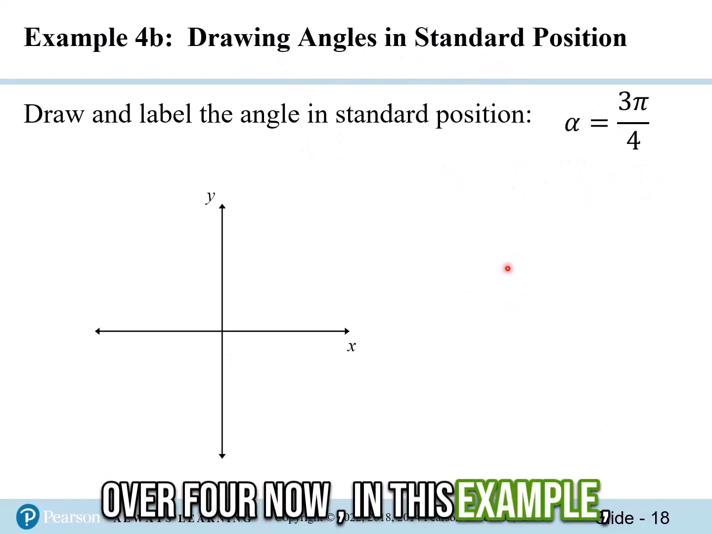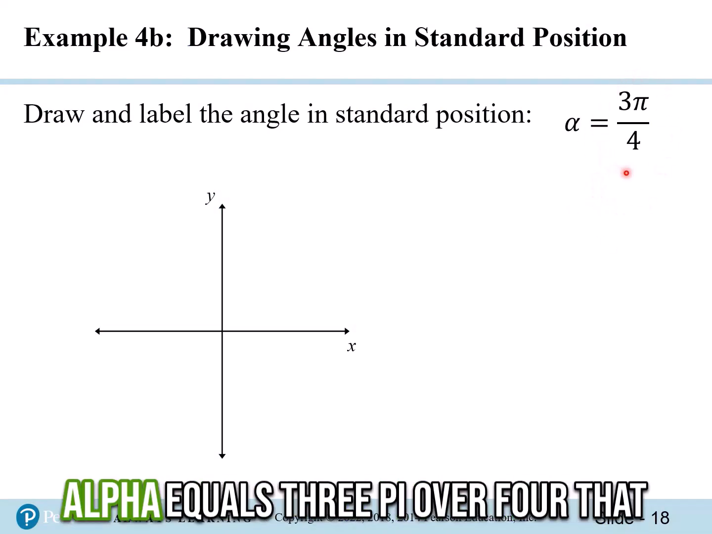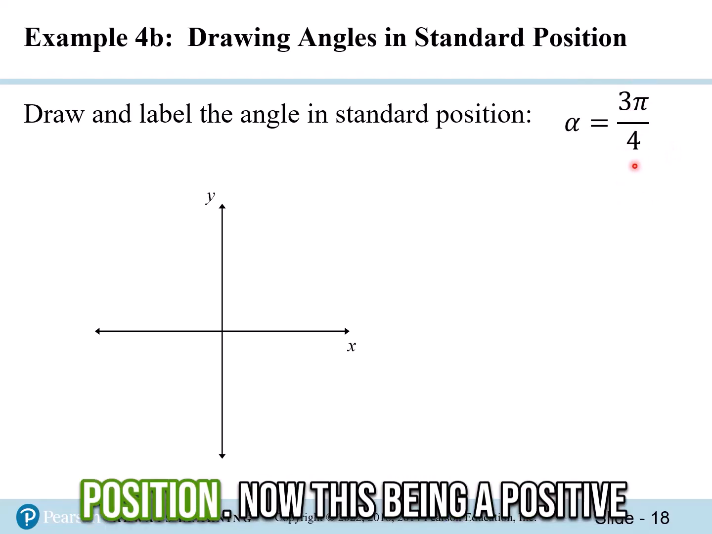Now in this example, we've been given a positive angle, alpha equals 3 pi over 4, that we have to draw in standard position.